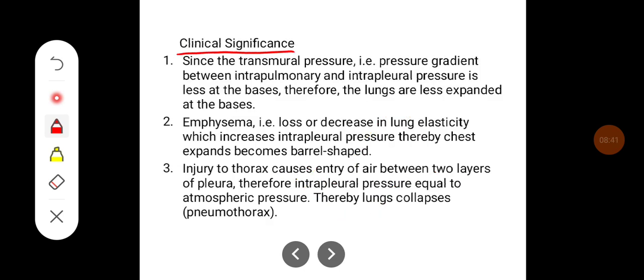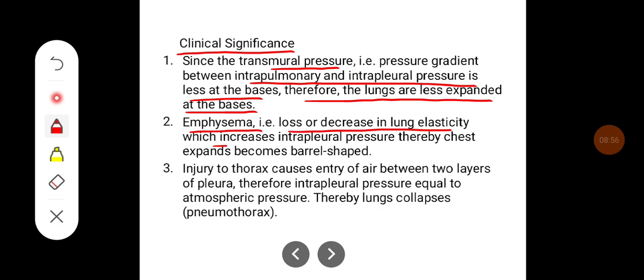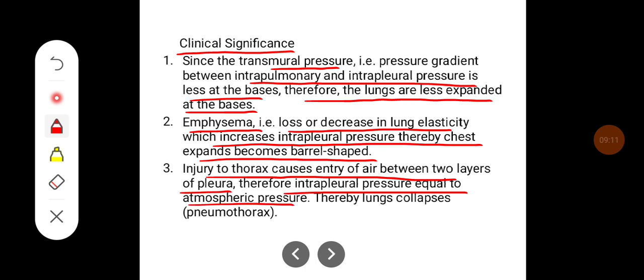Clinical significance: since transmural pressure, that is the pressure gradient between intrapulmonary and intrapleural pressure, is less at bases, therefore lungs are less expanded at the bases. Emphysema, that is the decrease in lung elasticity, increases the intrapleural pressure, thereby the chest expands and becomes barrel shaped. Injury to the thorax causes entry of air between two layers of pleura. Therefore, intrapleural pressure is equal to atmospheric pressure, thereby the lung collapses, which occurs in pneumothorax.